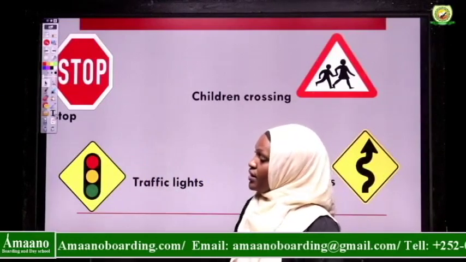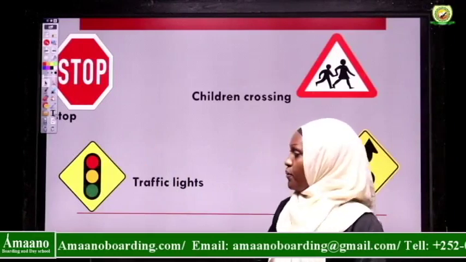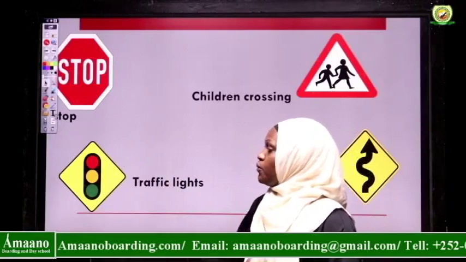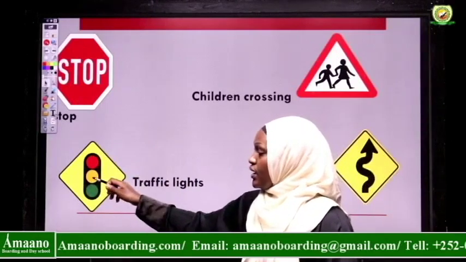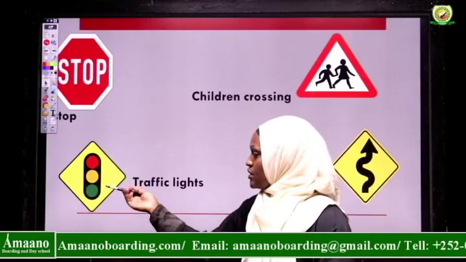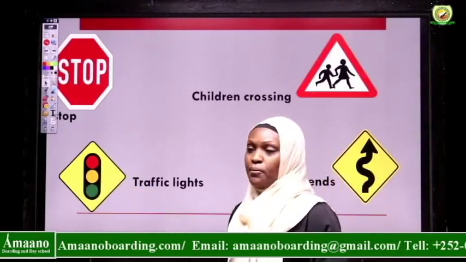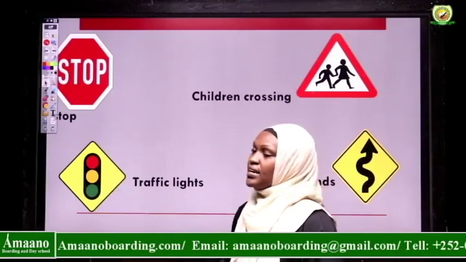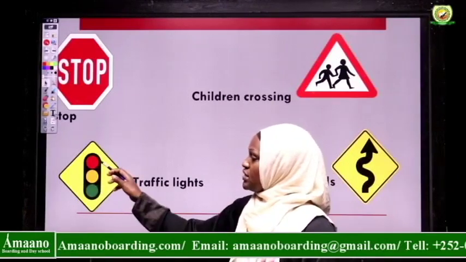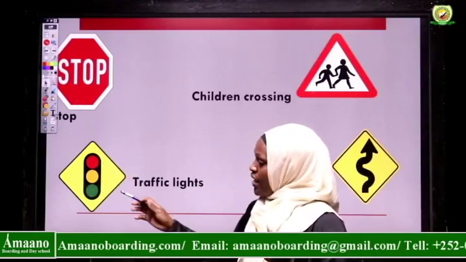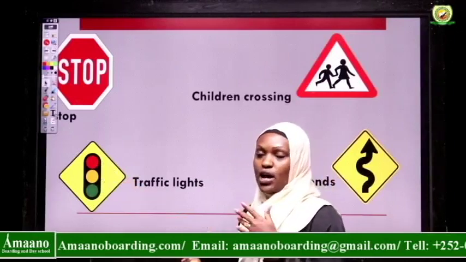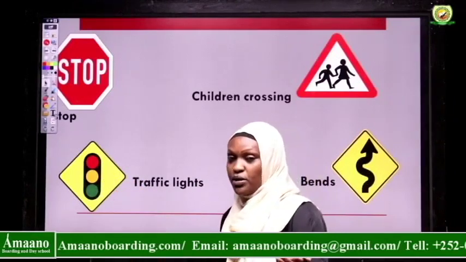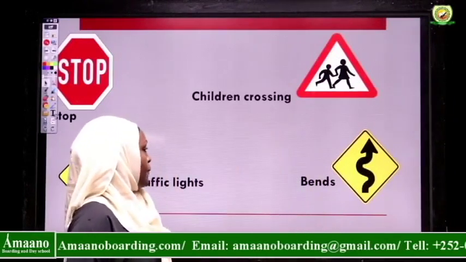The red color means stop. When you see the red color in the traffic light, it tells you to stop. The yellow color tells you to get ready to go. Then the green color means you go. So when you see red, you have to stop. Yellow, you get ready to go. Then green tells you that you can proceed with your journey.